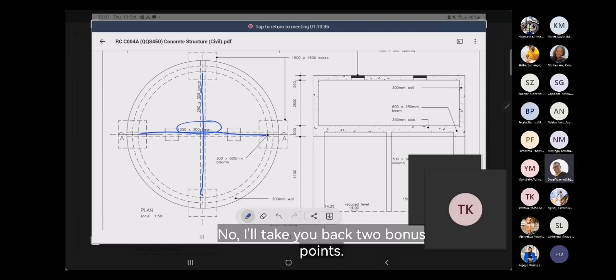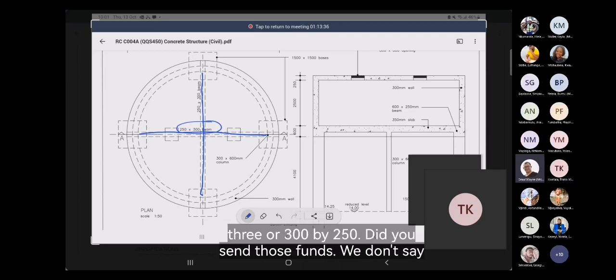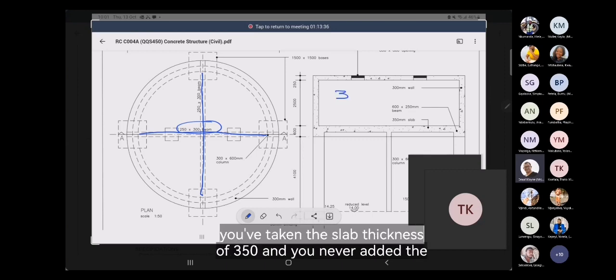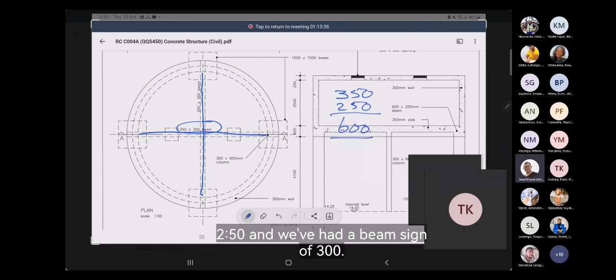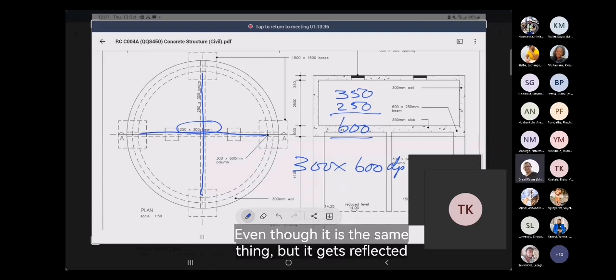Now I'll take you back to boulder squats. In boulder squats, we would not have said 250 by 300 or 300 by 250 deep. We would have said you have taken the slab thickness of 350 and you would have added the 250 and we would have had a beam size of 300 by 600 deep. Right? That's what we would have done. Even though it is the same thing, it gets reflected differently when we do those several ones.